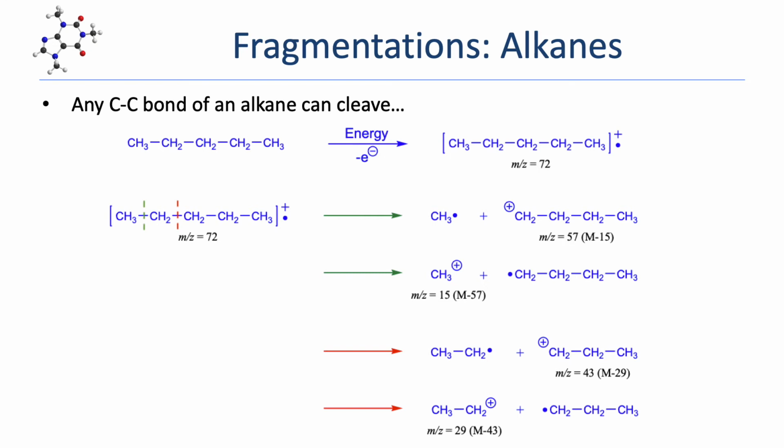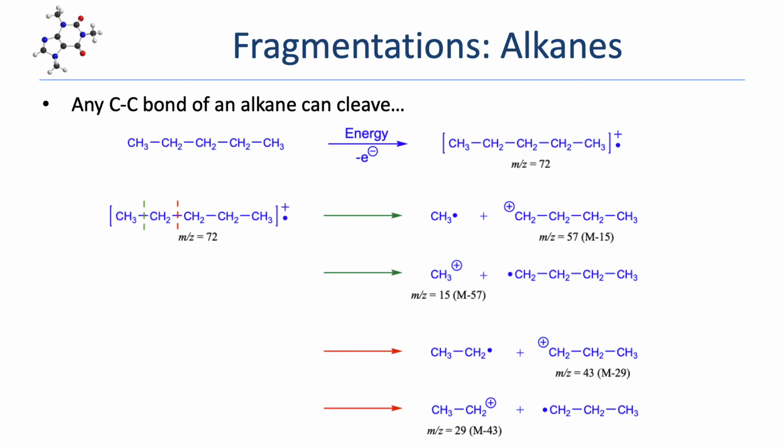Now that same bond could have fragmented such that the electron ended up on the right carbon of the bond. That would result in the formation of a butyl radical, which again won't be observed, but it will also form a methyl cation. And again, because it's positively charged, that cation will be detected after deflection through the magnetic field. And of course, the methyl cation will have a mass to charge ratio of 15. And just as before, we could represent that mass as relative to the molecular ion mass. In this case, it would be from loss of a butyl radical, and a butyl radical weighs 57. So here we would have M minus 57.